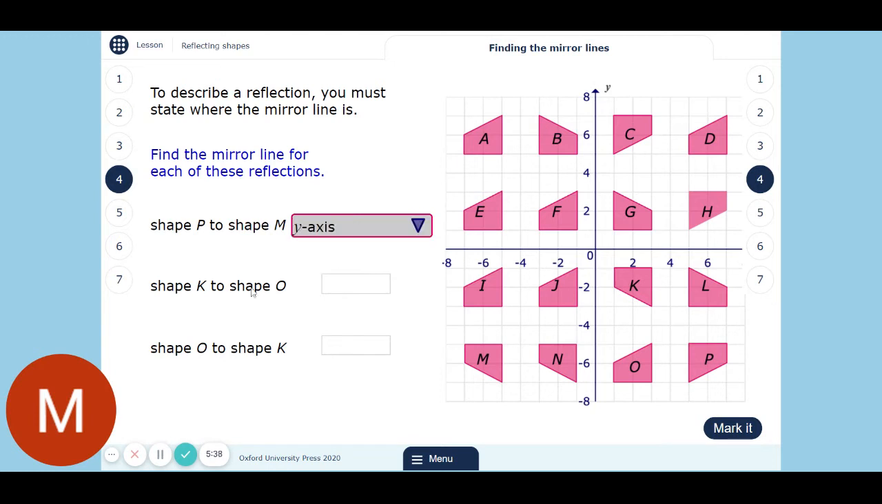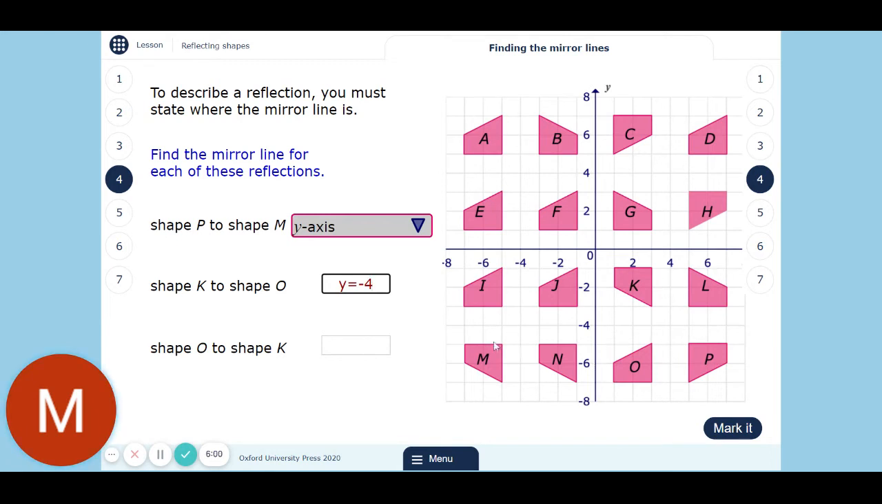The y-axis is an option. K to O. So the mirror line's here, because this is where the middle is. And it cuts through the y-axis at -4. So I'm going to say that line is y equals -4. And shape O to K.